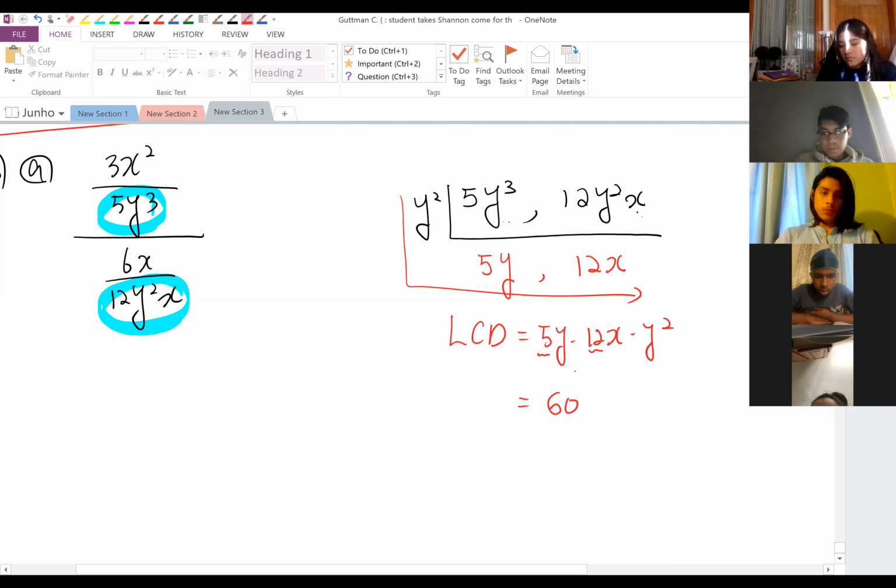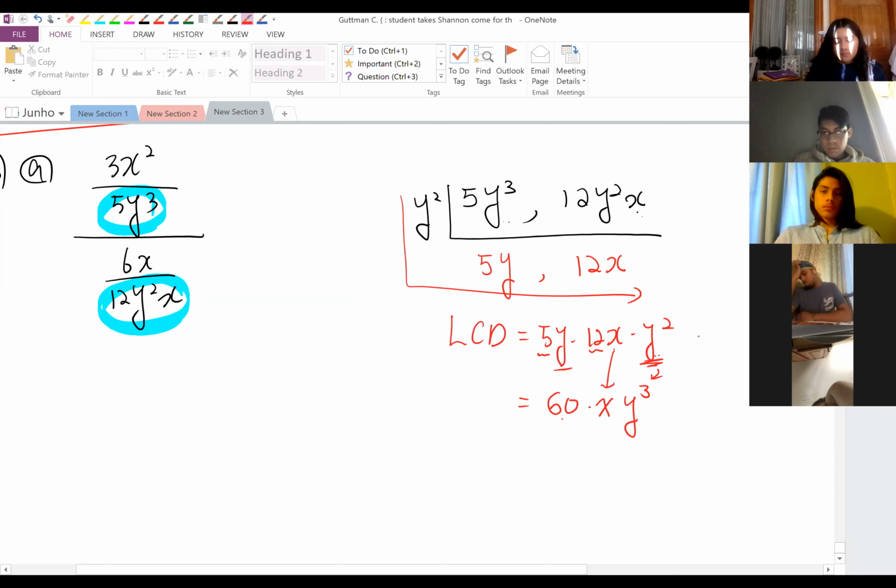And then we have 1x here, the 1, 2, 3, so y cubed. That will be our LCD. Once more here, 5 times 12, 60. X down here, y 1, 2, 3. That's why it becomes y cubed.